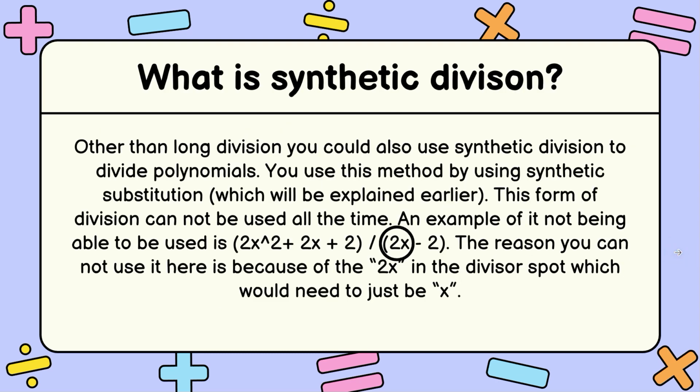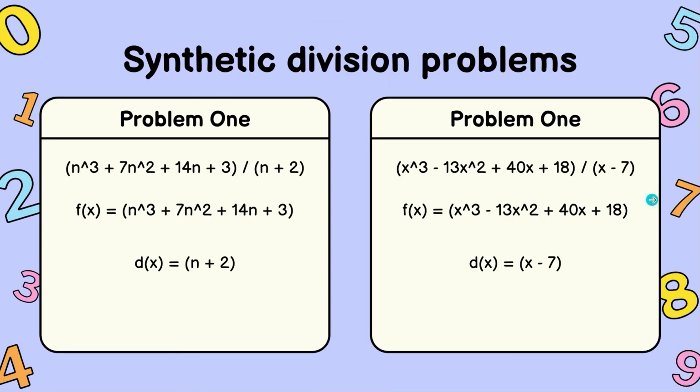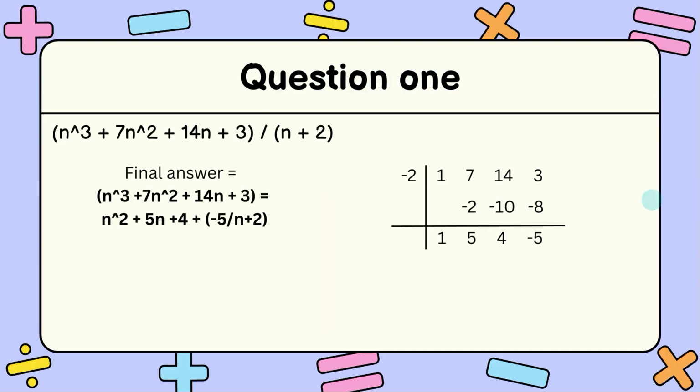So now what is synthetic division? Synthetic division is the second form of division you can use to divide polynomials. You do it by substitution. This form of division cannot be used all the time. The reason it cannot be used all the time is because in the divisor spot, the x must be a simple 1x. It cannot be 2x, it cannot be 3x, it must just be x. So here are the two problems we will be solving using synthetic division.